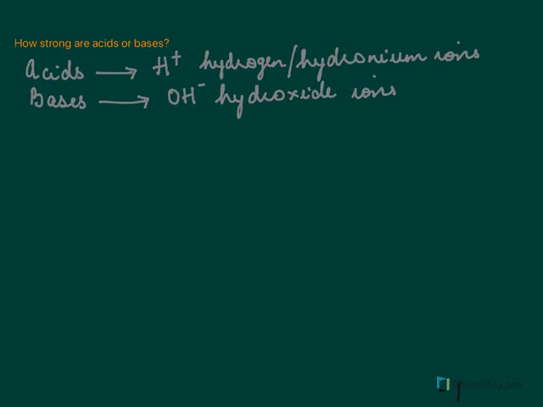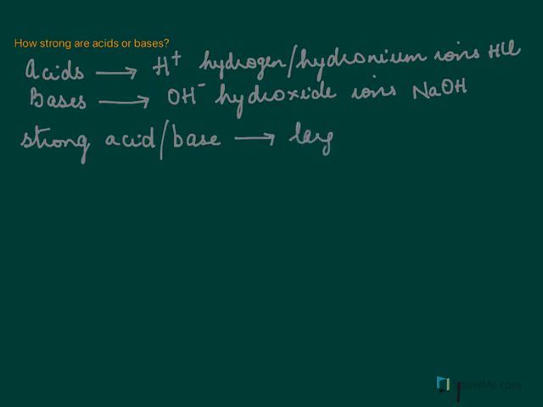Now examples of acids we learnt are HCl and sulfuric acid. Bases are NaOH, calcium hydroxide, and so on. They're all called bases because they give out the OH ions. Then we learnt what we mean by a strong acid or a strong base, which gives out a large number of ions: a large number of hydrogen ions in the case of an acid and OH ions in the case of a base.